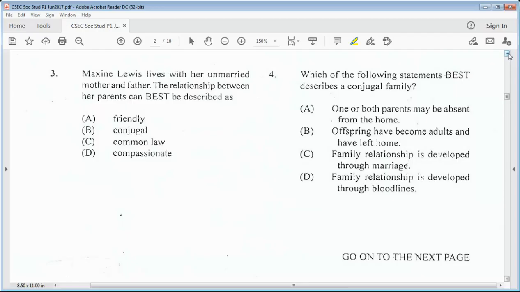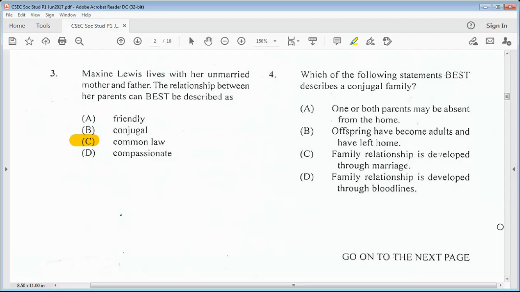Now, when we think of the word conjugal, conjugal means being married. And common law, that is our answer. Common law relationship. So our answer is C. And option D would be out, compassionate. Let's move on to number 4.